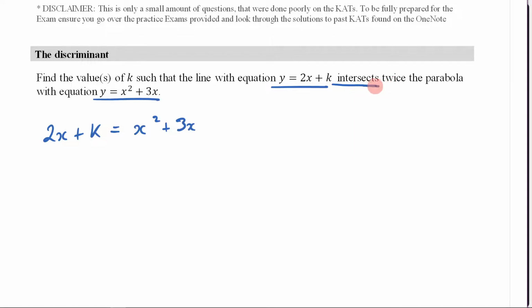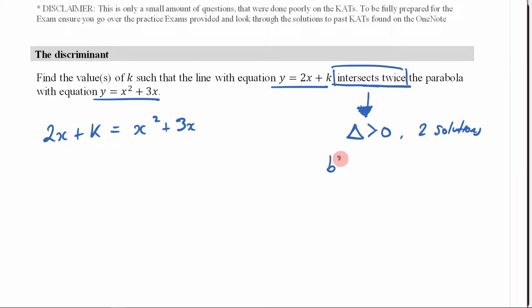Now, it says that it intersects twice. That means I've got two solutions. As soon as you start talking about, I've got two solutions, I've got one solution, I've got no solutions, you're thinking about the discriminant. And two solutions means you've got a discriminant greater than 0. That's what it means to have two solutions. Your discriminant is greater than 0. So we know that this is a discriminant question because you've got this statement here.